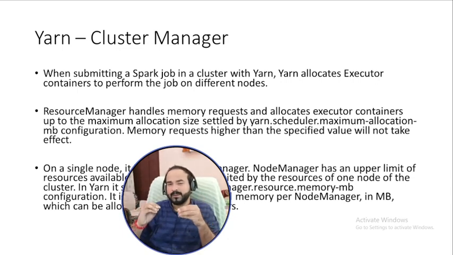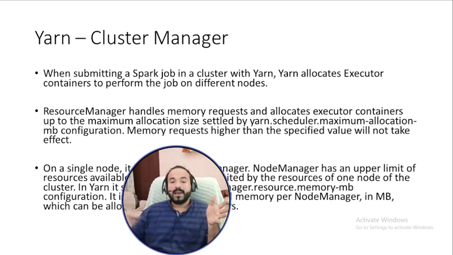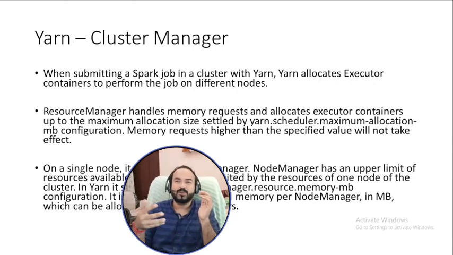Here I'll give you a quick overview of what YARN is: yet another resource negotiator. When submitting a Spark job in a cluster with YARN, YARN allocates executor containers to perform the job on different nodes. The resource manager handles memory requests and allocates executor containers up to the maximum allocation size set by the YARN scheduler maximum allocation MB configuration. A memory request higher than the specified value will not take effect. It means that whenever you submit any Spark application, it will contact the cluster manager. There are three different types of cluster manager inside Spark: YARN, Mesos, and standalone.